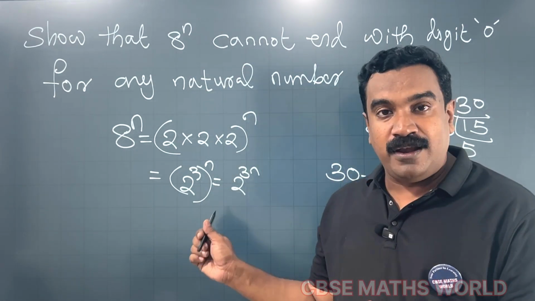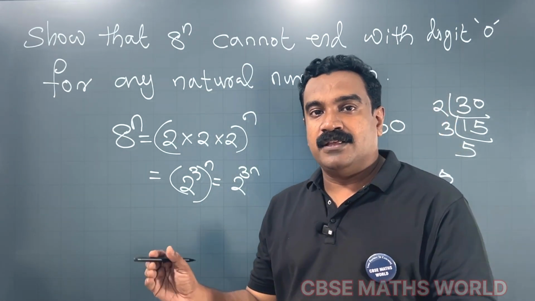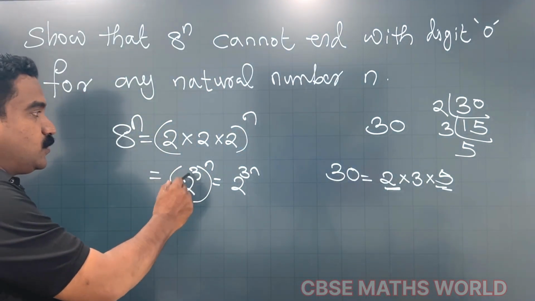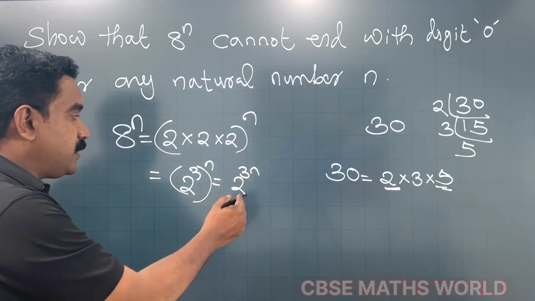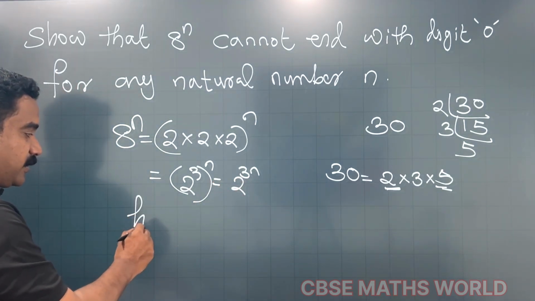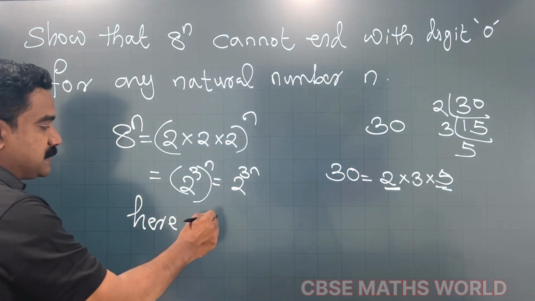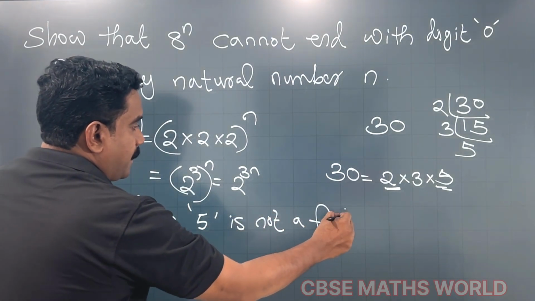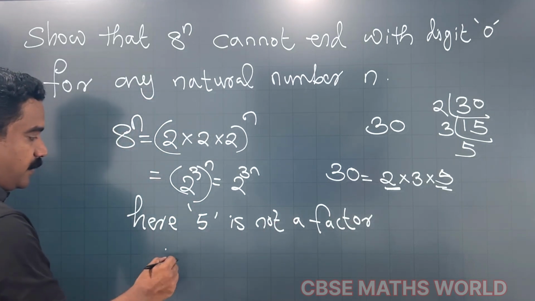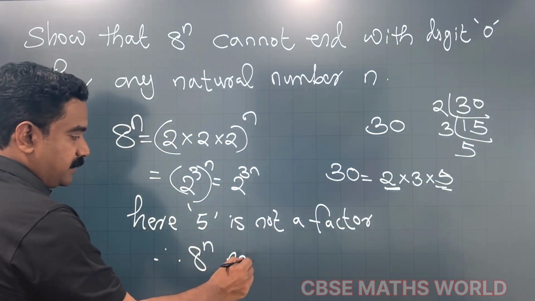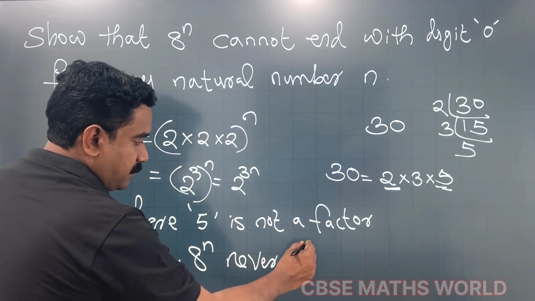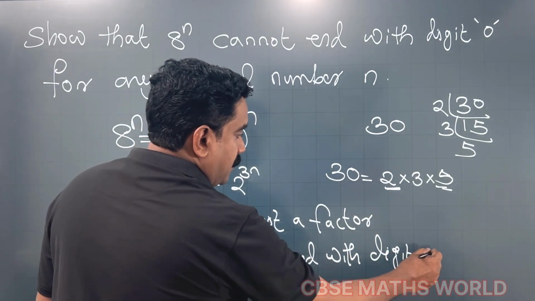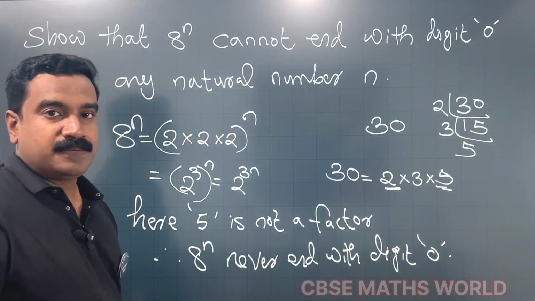Here 2 is the only factor. Here 5 is not a factor. Therefore, it will never end with the digit 0. What do you want to write? 8 raised to n is equal to 2 cube all raised to n, that is 2 raised to 3n. Here 5 is not a factor. Therefore, 8 raised to n never ends with the digit 0.